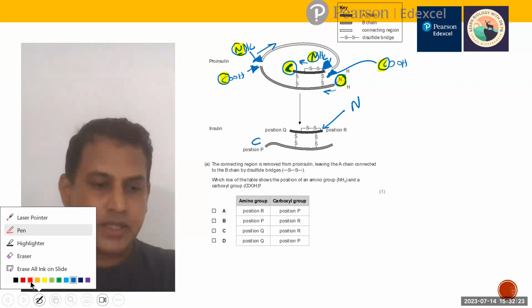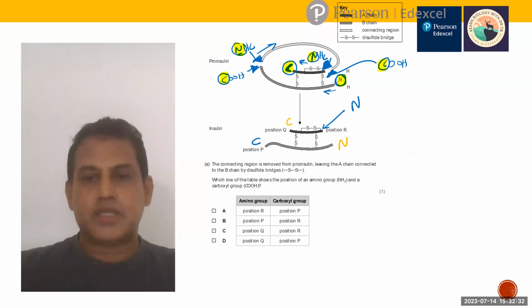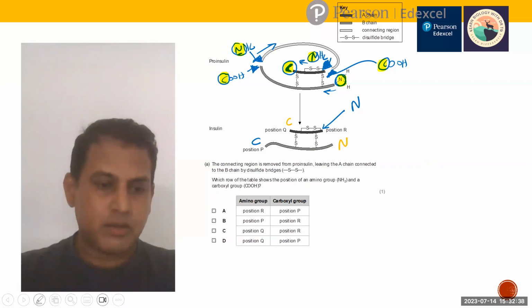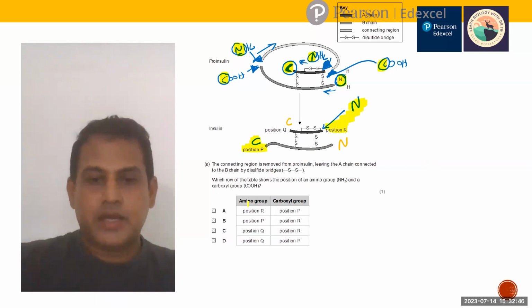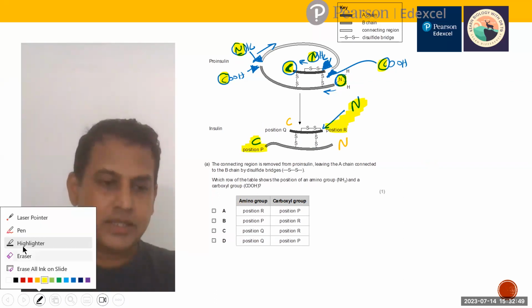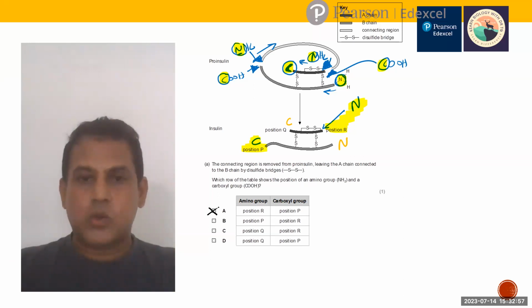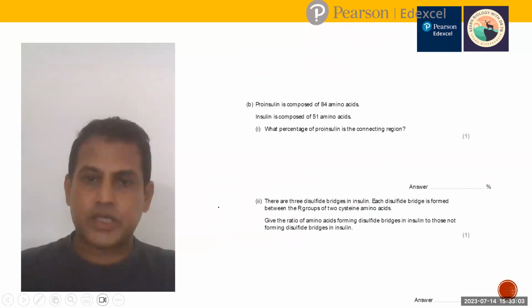So then I also label the rest. If this is N, this should be C. If this is C, this is N. So position R is N. Position P is C. As per that, the correct answer is A. Okay. Then we are going to the next question.